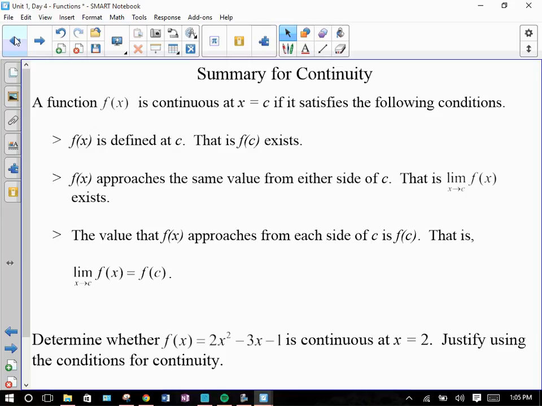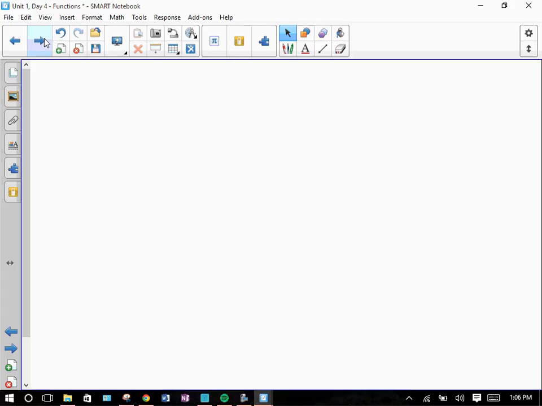Now, the final thing that needs to be true for this function to be continuous at x equals c is that whatever the value of the limit is, it has to equal the function value. Okay? So we will start by looking at number 2.